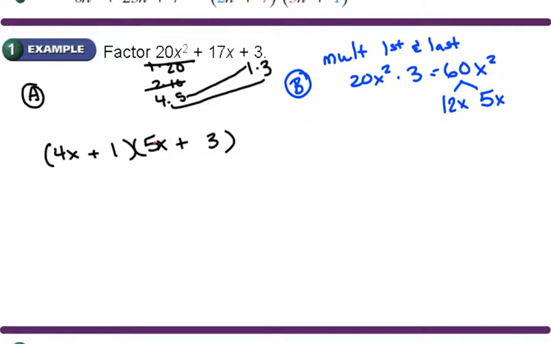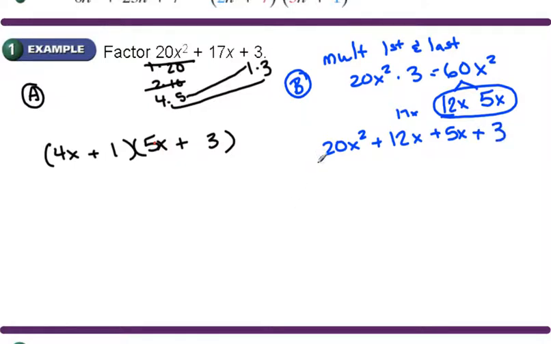All right, so now what we do is we take these and we put them in for 17x. So we've got 20x squared, and instead of writing plus 17x, we're going to put 12x plus 5x. See, it's still 17x, it's just now written a little bit differently. And then we have plus 3.